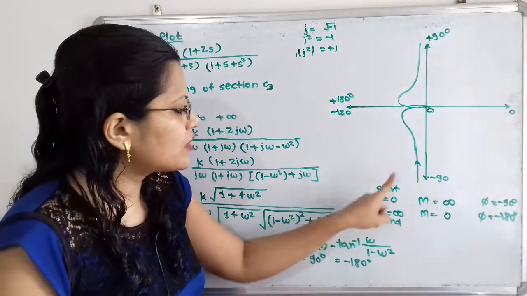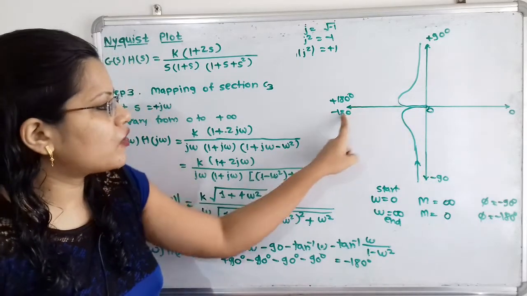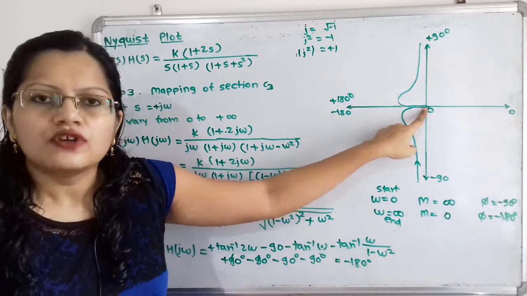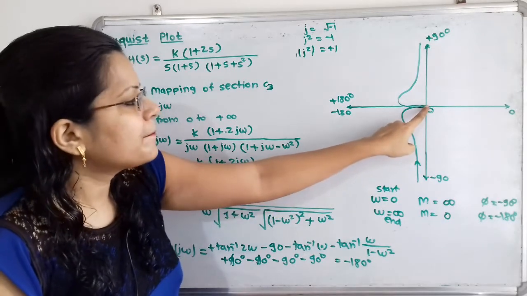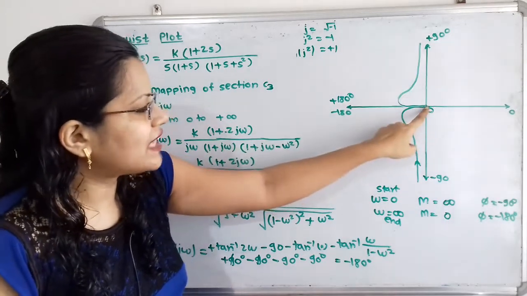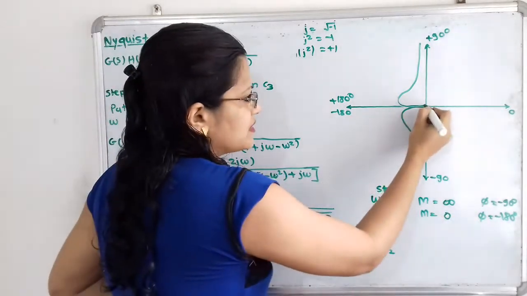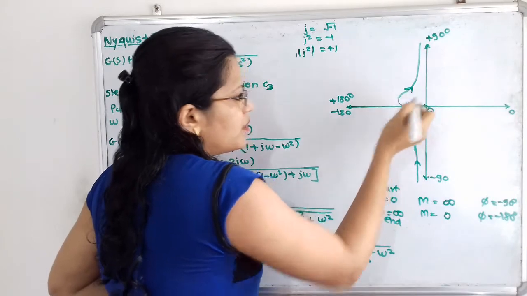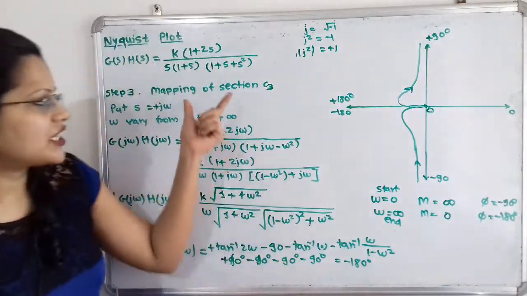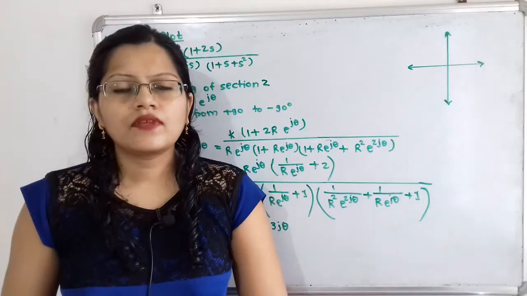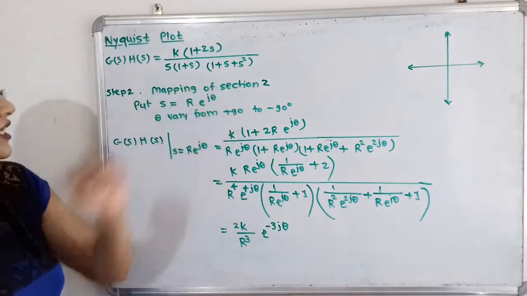Now this polar plot ends at magnitude 0 and along this minus 180 degree. So we have to take the reverse process, that is, we take this inverse polar plot starting at magnitude 0 and along this minus 180 degree. So this is the starting point, so I will show the arrow in the upward direction. So this is the inverse polar plot for section C3. Now we will move to step 2, that is the mapping of section 2.